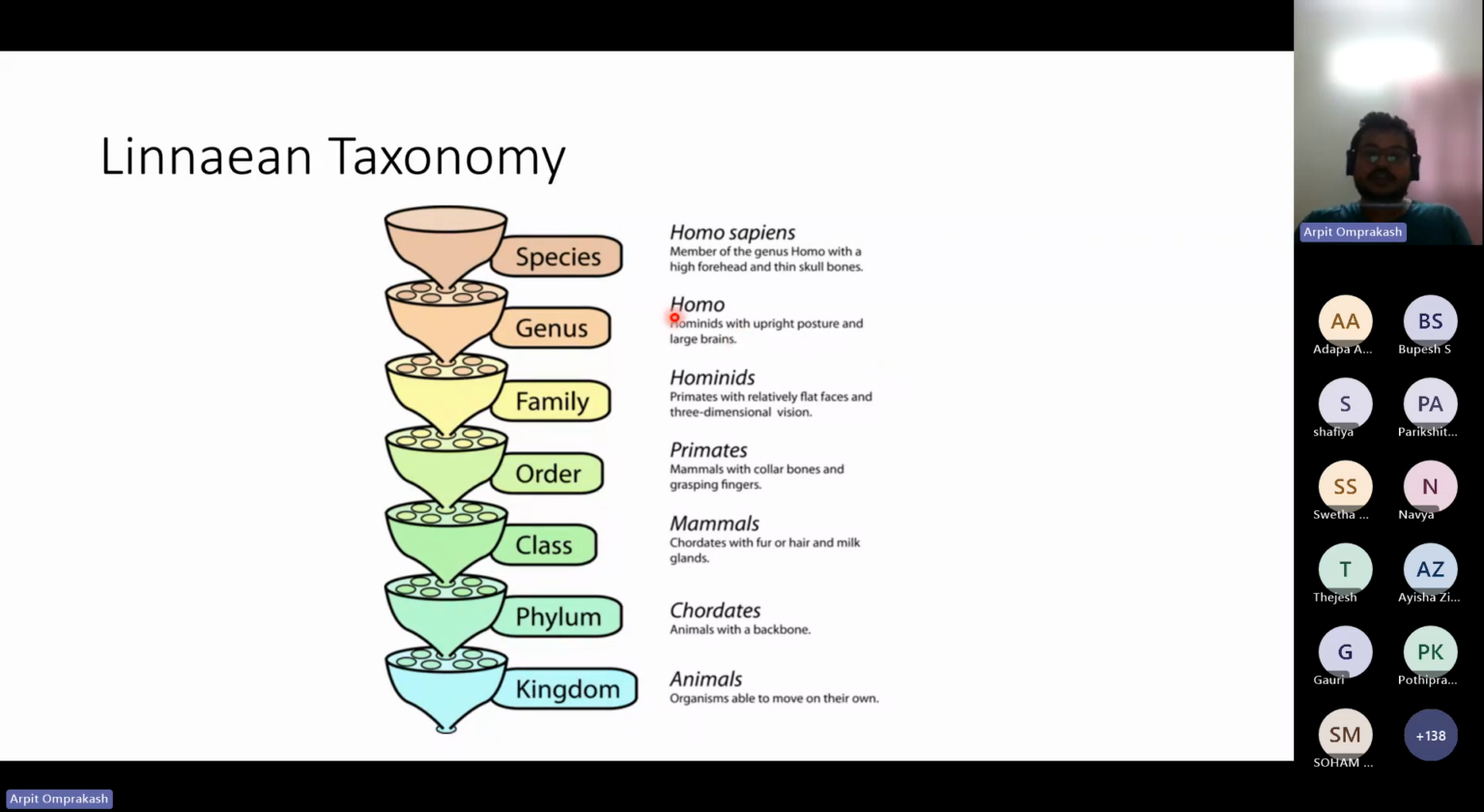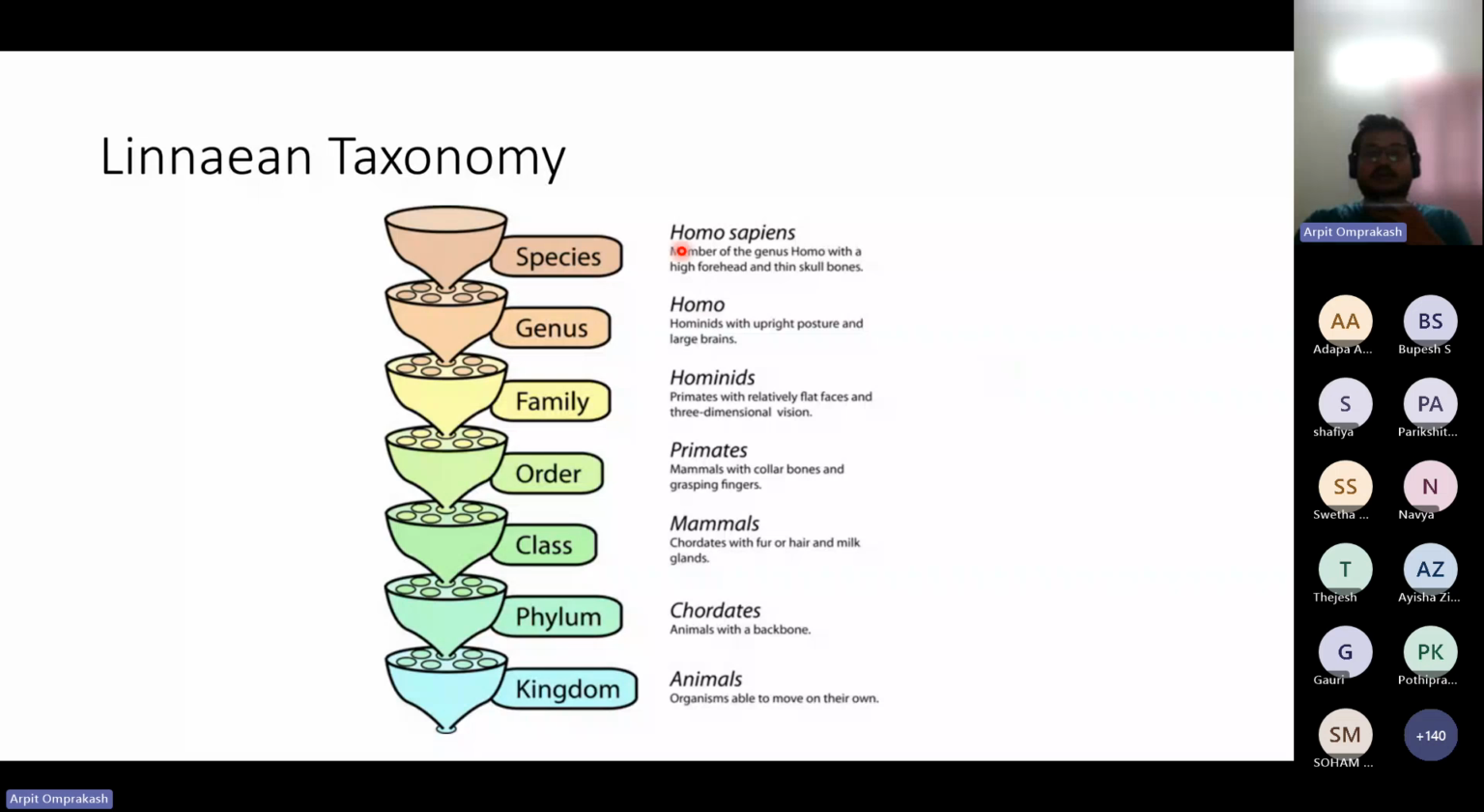Right. Then a group of genus that are very similar are grouped together into a family. Family goes to order, then class, phylum, and finally we have something called kingdom. Kingdom is a very broad classification which contains all the animals. There's another kingdom for plants, and bacteria and others have their own kingdoms. In animals, we have different phylum, class, order, family, genus, and species.